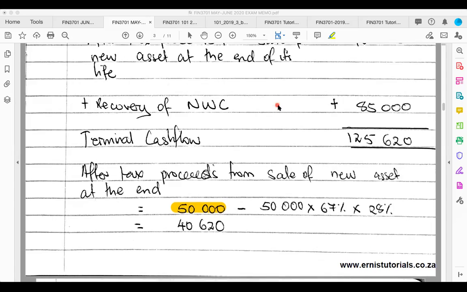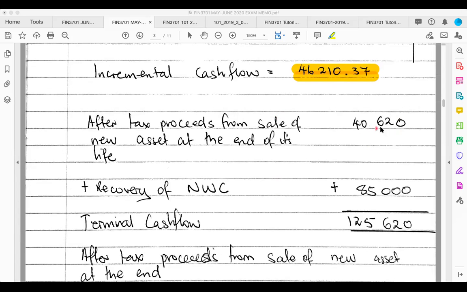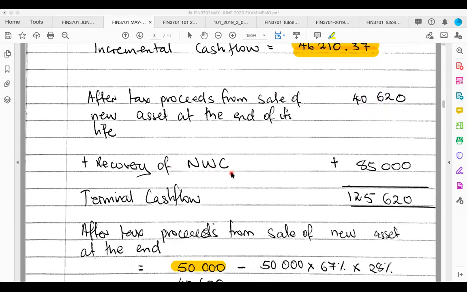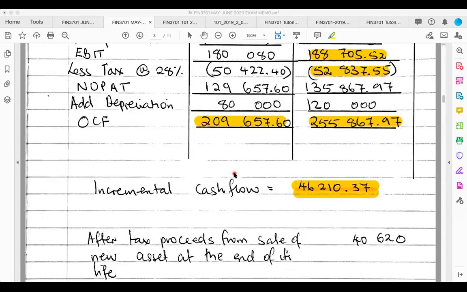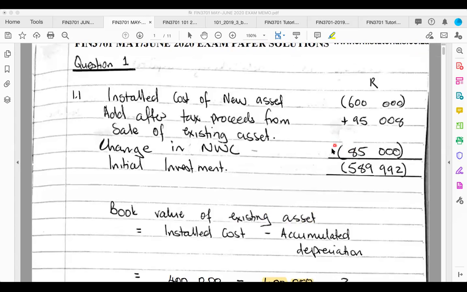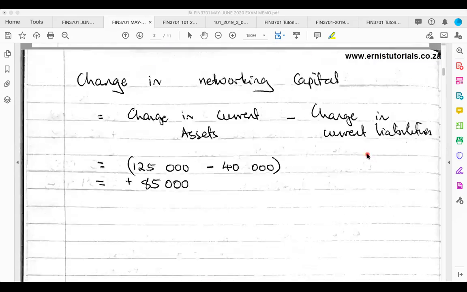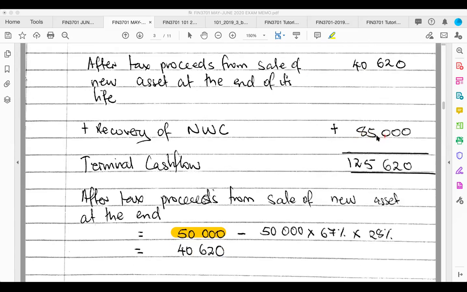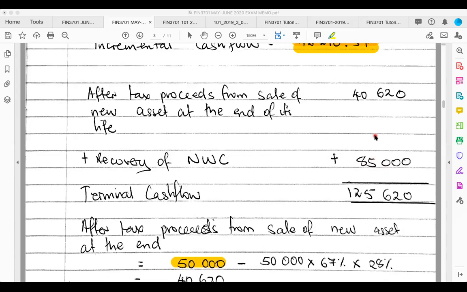And then we can substitute that amount into our template, the after-tax proceeds from the sale of the new asset at the end of its life. Then always remember the recovery of net working capital. If initially we spent net working capital, when our current assets increased, you see this is a negative, we spent net working capital, it means that for our terminal cash flow, that net working capital will come back as a positive. So you see we added.